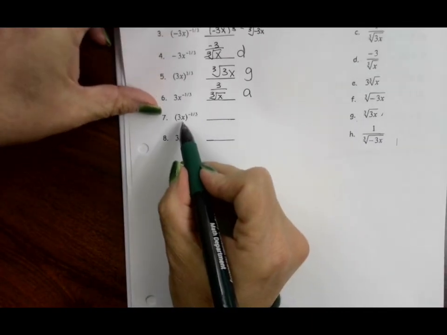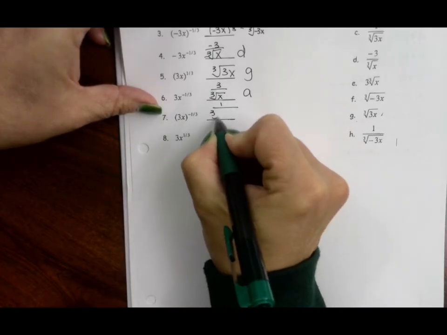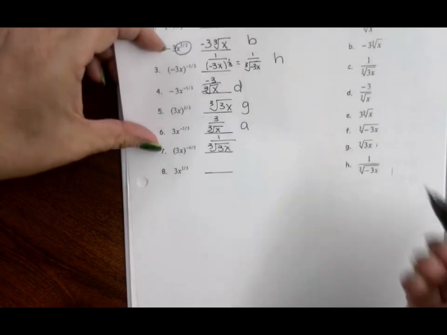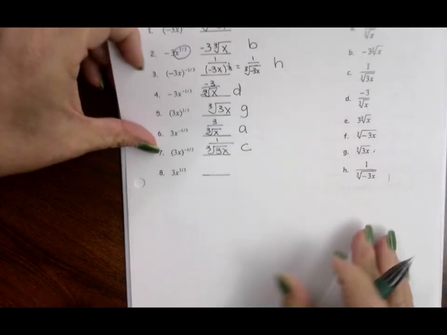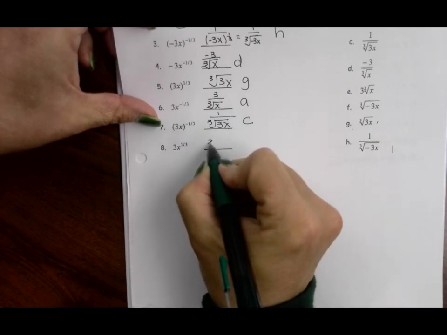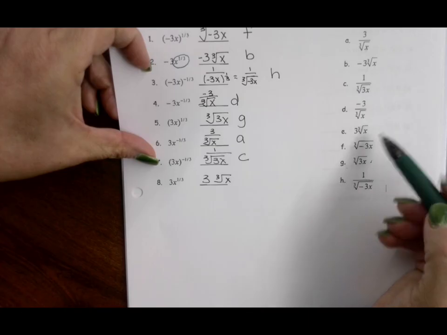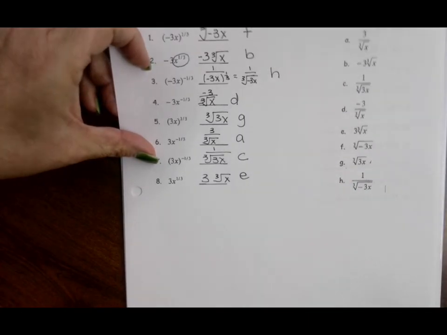Right? On this one, the whole thing is moving. So I have 1 over the cubed root of 3x, and that is going to be c. And then the last one, only the x is to a power, so I have 3 times the cubed root of x. And 3 times the cubed root of x for this last one is going to be e.